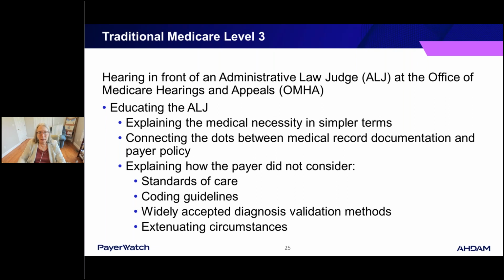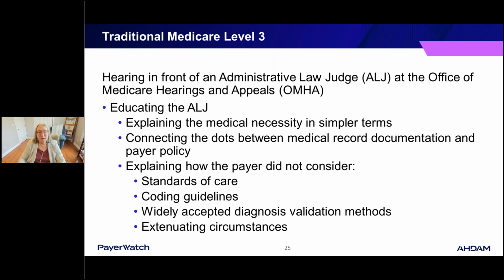So explaining the medical necessity in simpler terms, and I kind of want to say that doesn't always just apply to the administrative law judge. I almost feel like we have to do that for commercial payers too, because we don't know who's looking at them on the other side, if they always understand what we're saying medically. But definitely for the administrative law judge, you want to make sure that you are talking in a little bit simpler terms for them. Connecting the dots between what's in the medical record and the payer's policy, so the ALJ can see very clearly that per the payer policy, it should have been paid.